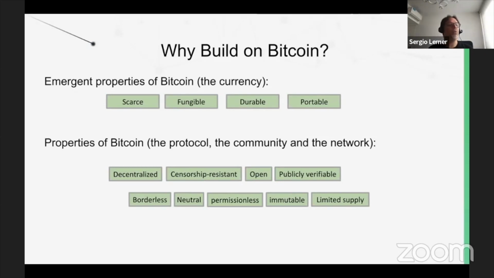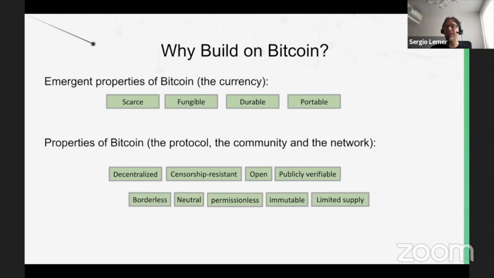So first of all, why build on Bitcoin? To create a new open, decentralized financial system, and that's what we wanted to do in 2016, we needed to build it on top of a store of value, a currency that allows you to be the collateral to create fiat stablecoins and all kinds of DeFi products. So we wanted to build on Bitcoin, and to be a store of value, Bitcoin, as a currency, needs to have certain properties, like it has to be scarce, fungible, durable, and portable.